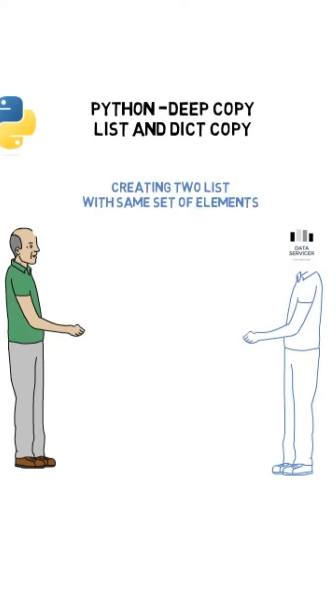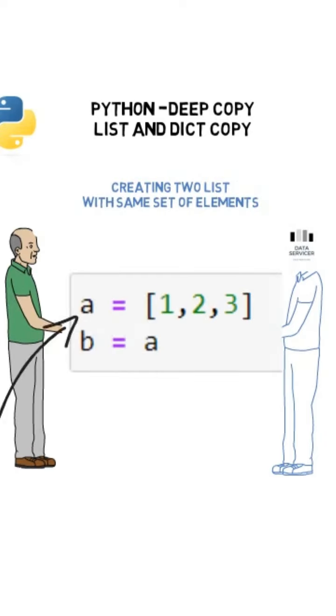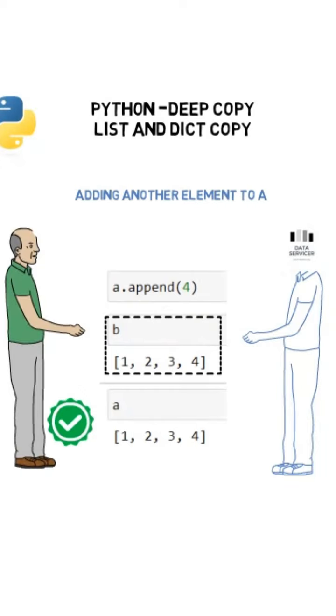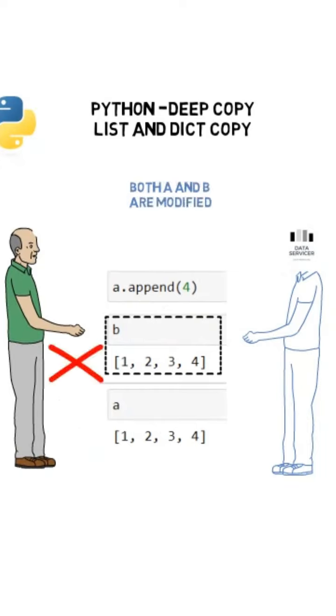Say, for example, you create two lists with the same set of elements. Here both A and B are exactly the same. So, adding another element to A not only changes the length of A, but also appends it to B. See, both A and B have been modified.